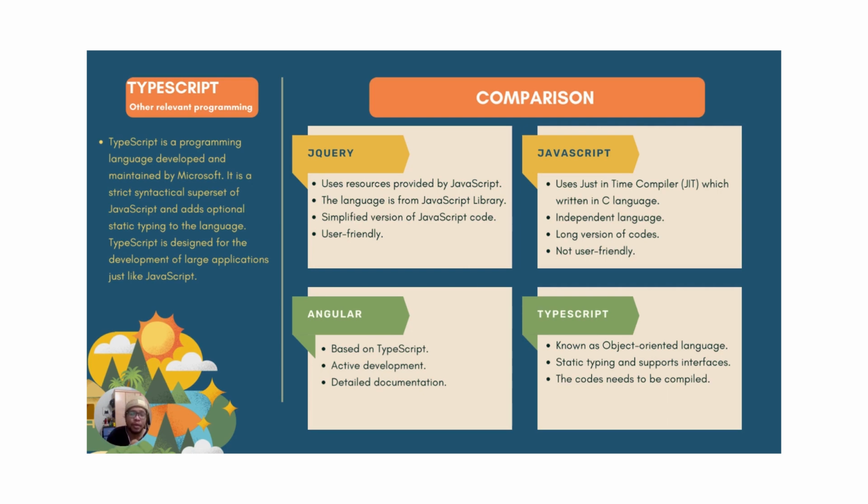Next is Angular and TypeScript. Basically, Angular is actually based on TypeScript. Currently, people are using Angular, but it is not quite popular in mobile application development, and it is detailed in the documentation. Compared to that, TypeScript is known as an object-oriented language. It has static typing and supports interfaces, and the code needs to be compiled.